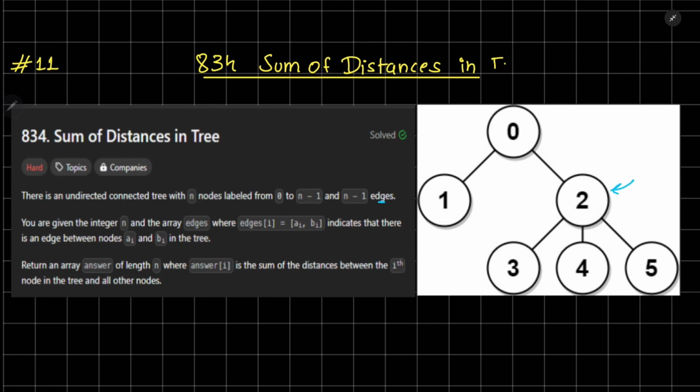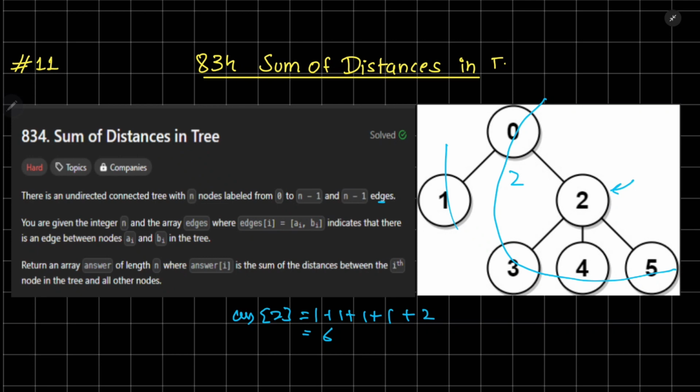And for getting answers for other nodes, we will just assume that our root now is the other node. For example, let's say 2. From 2 we can say that 0, 3 and 4 are at level 1, so they all will give 1 plus 1 plus 1, and this 1 is at 2 distance, so its level would be added as 2. So our answer for 2 will be the sum of this, which is 6, and that's what we have calculated manually.